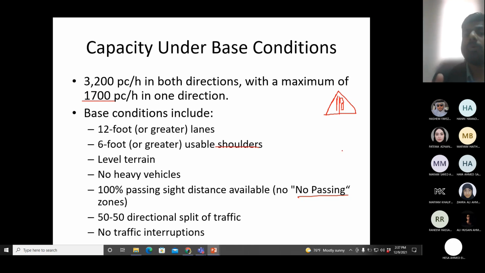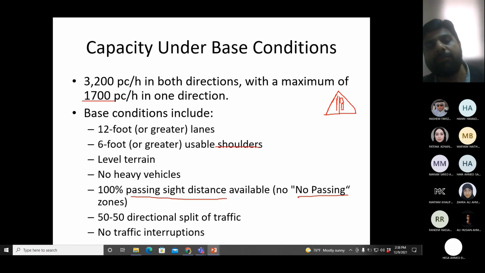Okay, so why do we make a part of the highway a no passing zone? Mainly because of sight distance. Where sight distance is not available, that part will become a no passing zone. And vice versa, if sight distance is available on all points of the highway, then you will not have any no passing zone. If the sight distance is not available on any point of the highway, then the complete highway will be a no passing zone.